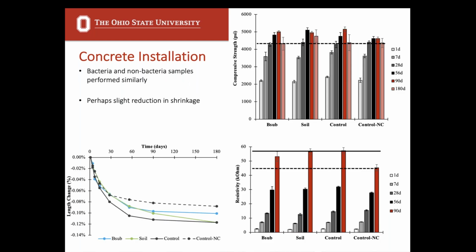Overall, we saw not a lot of difference between bacteria samples and control samples as far as compressive strengths and resistivity, which we tried to track. It was a little bit higher in cured samples compared to the non-cured, but there's no indication that that was because of the bacteria. We also saw lower amounts of shrinkage in bacterial samples compared to the fully cured OPC sample, but more shrinkage than in the non-cured sample, which is a little weird.